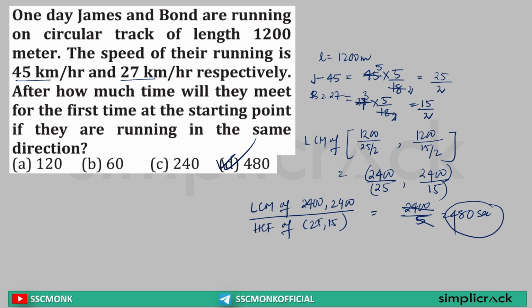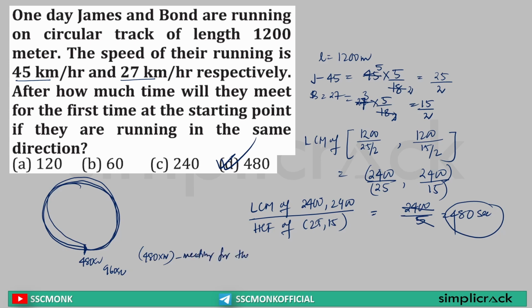Clear? Sorted? Now, for example, this was the racing track. They meet after 480 seconds. When will they meet again? Again after the next 480 seconds, that means after 960 seconds. Then again after 480 seconds. So 480 multiplied by n is when they will be meeting for the nth time at the starting point. This is the basic you need to understand.